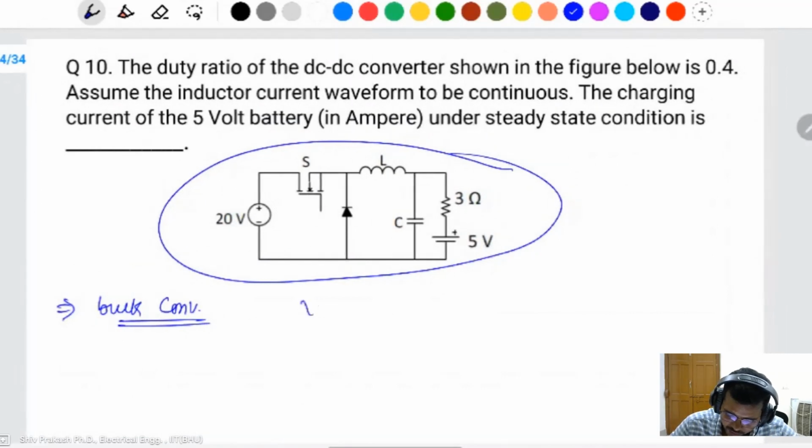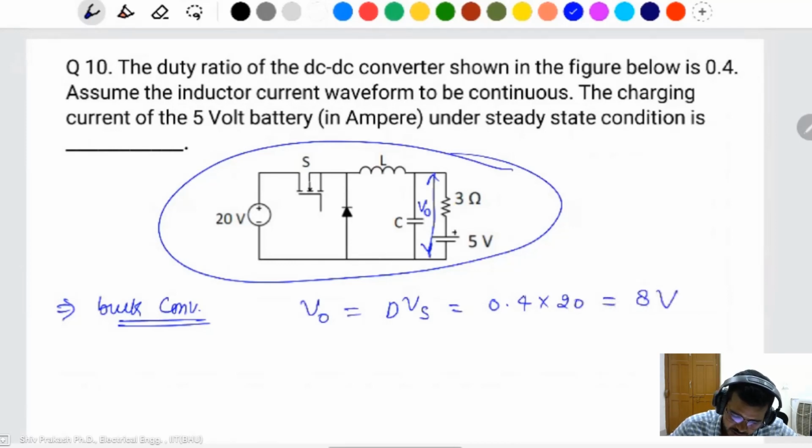Buck converter, you all know the output voltage is dVs. This is the total output voltage. Vs is 20 volt, D is 0.4, so 8 volt. Then the current is asked, the battery current: 8 minus 5 divided by the internal resistance, 1 ampere.